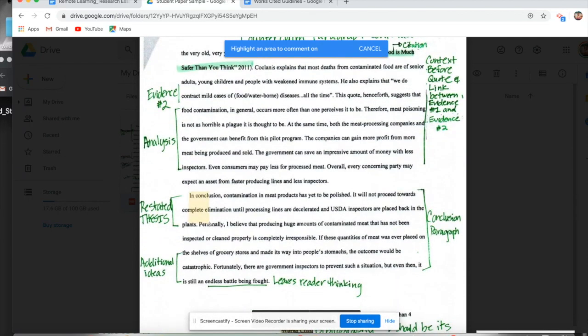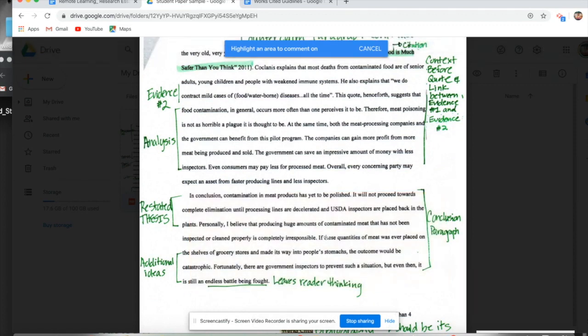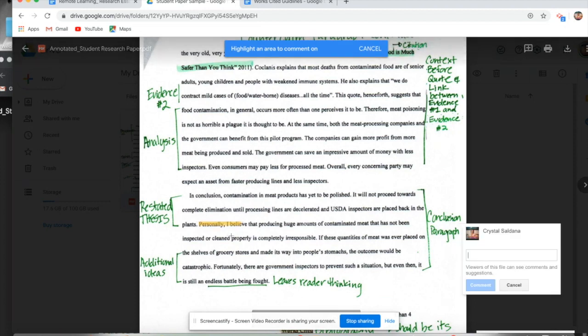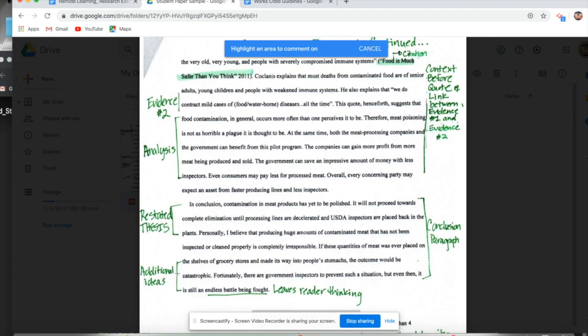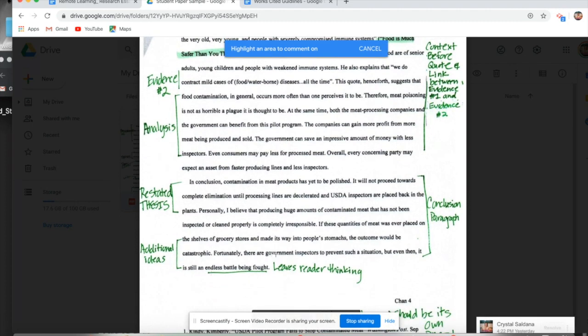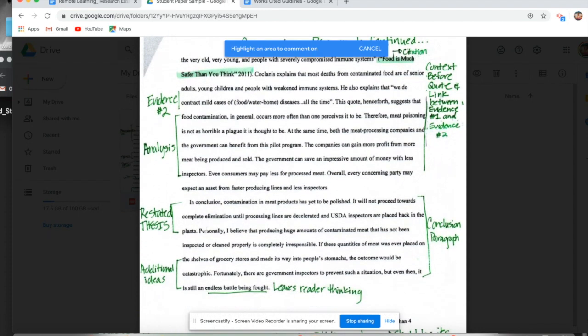And of course, she ended with her conclusion paragraph right here, right? And this is where I need you to present solutions, right? She gives additional ideas here. See that? She leaves the reader thinking. She does add a "personally, I believe." I'll allow that for this part, but just be really careful because I do want you to bring up solutions and I do want you to leave the reader thinking, but I don't want you to be putting "I" throughout your essay. The only part that I will let it pass will be in the conclusion.